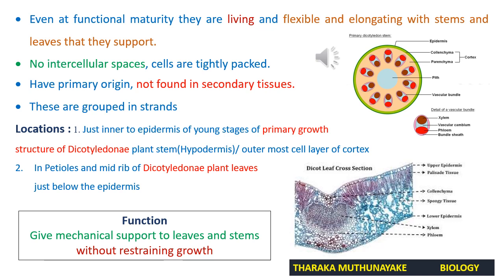Then finally we will move to the function of collenchyma. Function is it gives mechanical support to leaves and stems without restraining growth. We said that they are found in dicot leaves and primary growth structure of dicot stem. For those structures, collenchyma provide mechanical support without restraining growth. As we said earlier, with the growth of the stem and leaves, collenchyma cells can elongate because they are flexible. Therefore, they do not restrain growth.